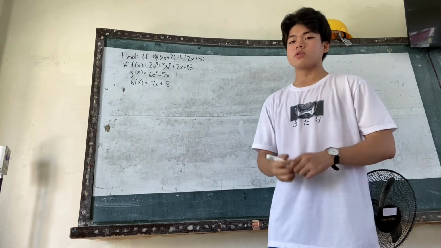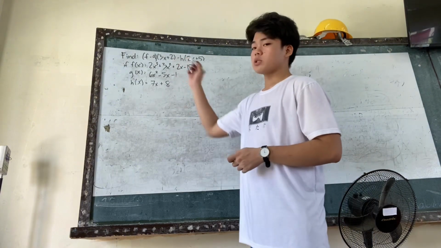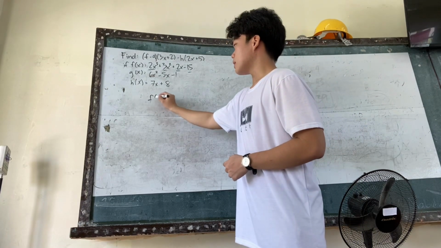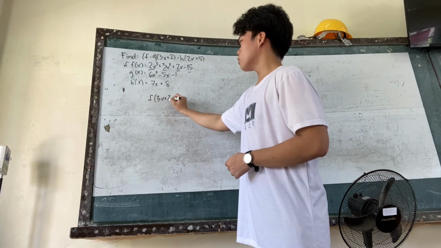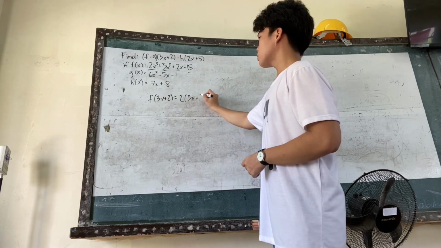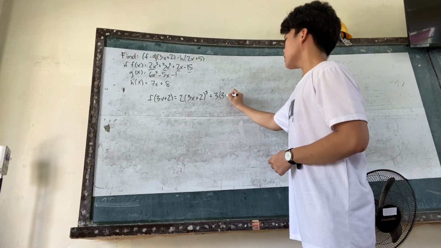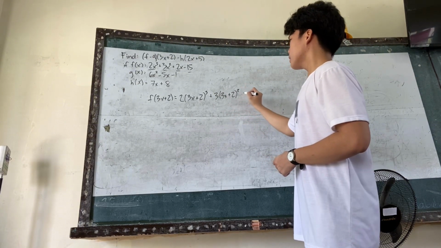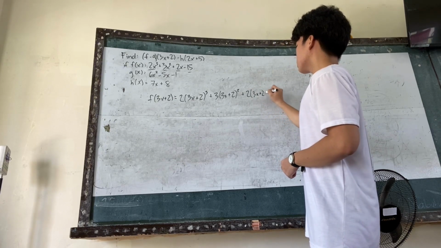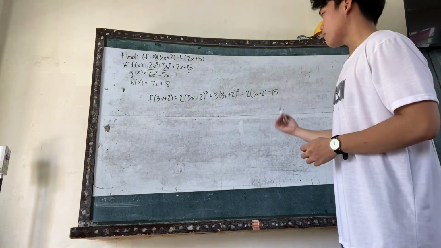So the first step we're going to do is evaluate and substitute the value of 3x + 2 into the variable of our f(x). So f(3x + 2) is equal to 2 times (3x + 2)³ plus 3 times (3x + 2)² plus 2 times (3x + 2) minus 15. Now that is our value.